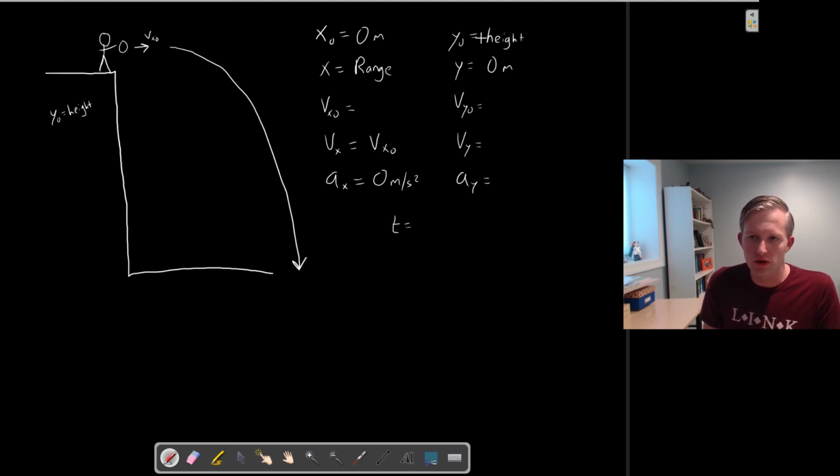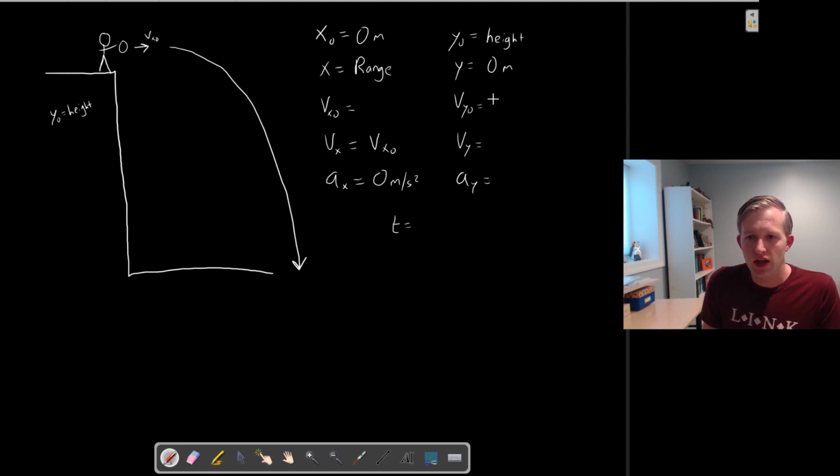Now it is possible to call this 0, the initial y, and then call the final position some negative value that's equal to the height. It doesn't really matter. It works out the same because it's the change in displacement that actually matters. So pick what works for you. I like this way. Makes the most sense. Since you are actually starting at that height, we typically consider the ground to be our 0.